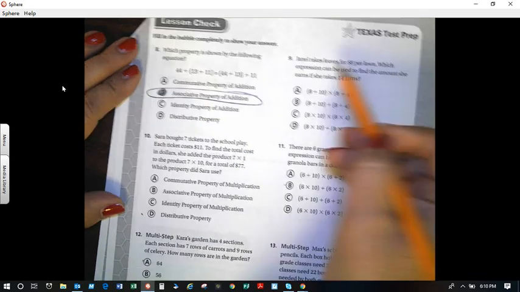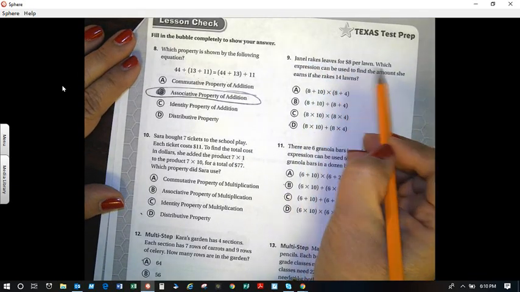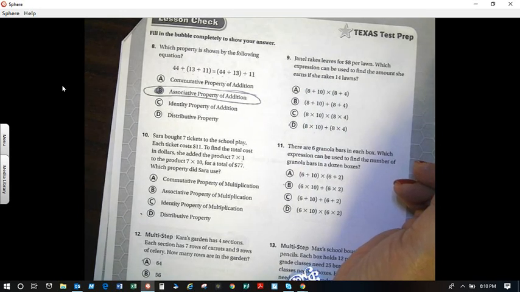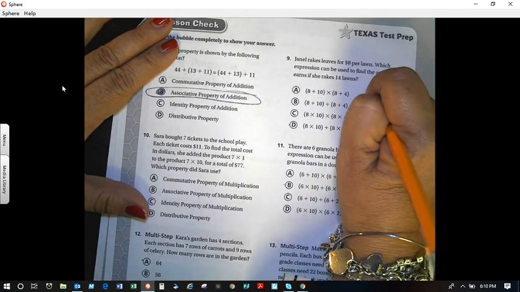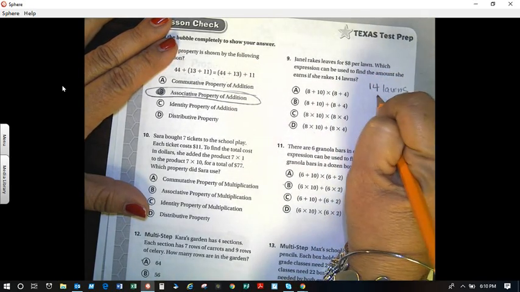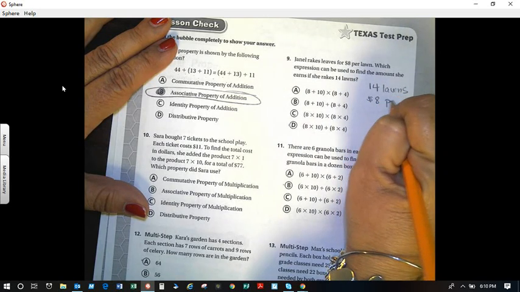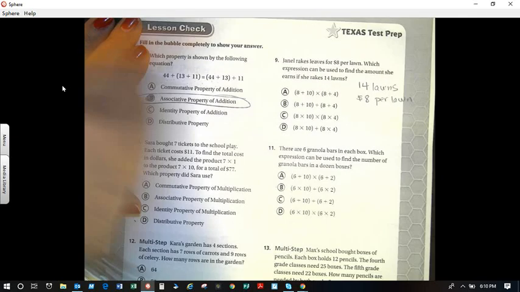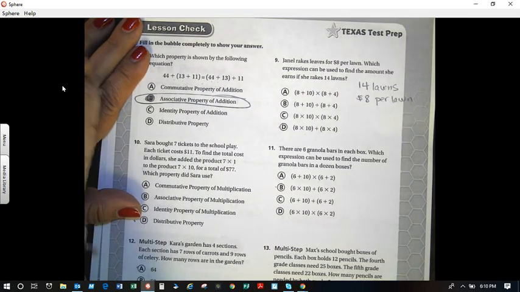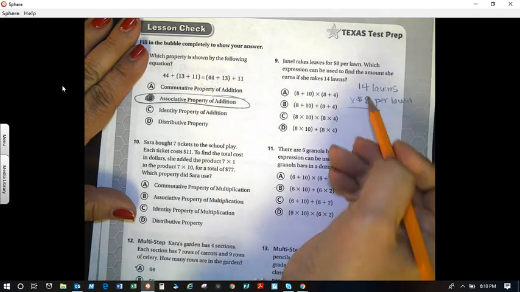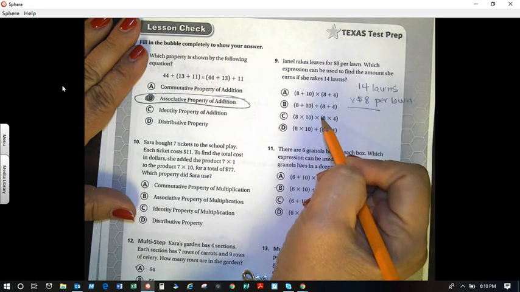Number 9. Janelle rakes leaves for $8 per lawn. Now, which expression can be used to find the amount that she earns if she rakes 14 lawns? Now, we know that she's raking 14 lawns, and she makes $8 per lawn. And so what operation would you use to figure this out? Yeah, somebody was saying I'm in groups of, so I would multiply that out. You're right. But you don't see that equation over here. What do you see then?